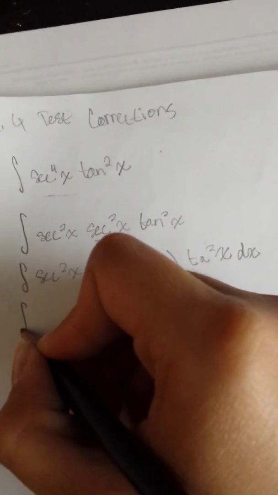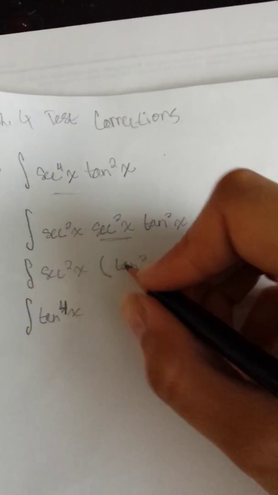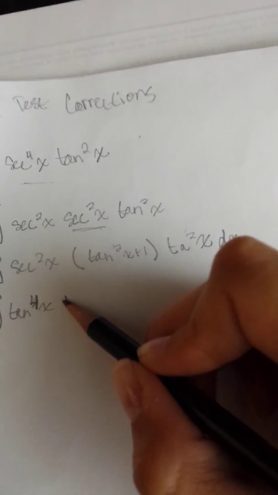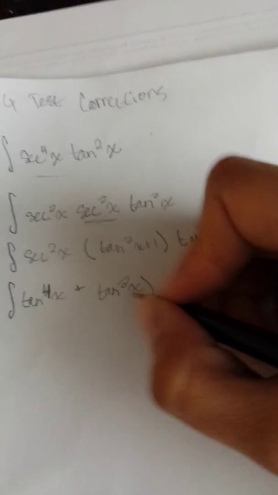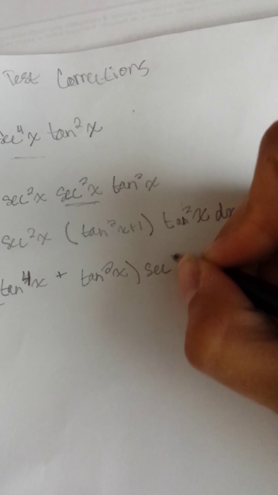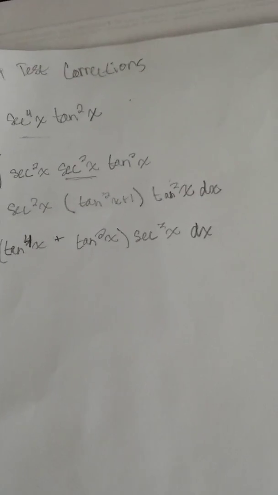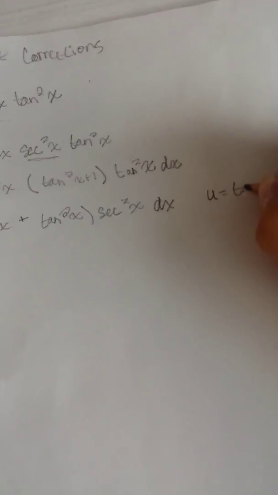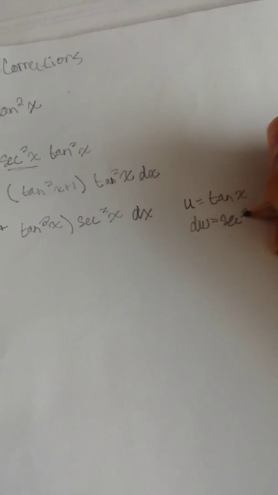So then you get tan squared x, tan to the fourth x, and then multiply that in, so tan squared x, tan. And this is in parentheses, you still are being multiplied by the secant squared x. However, now you can use substitution. So I made my u tan x, because the derivative of tan x is secant squared x dx.